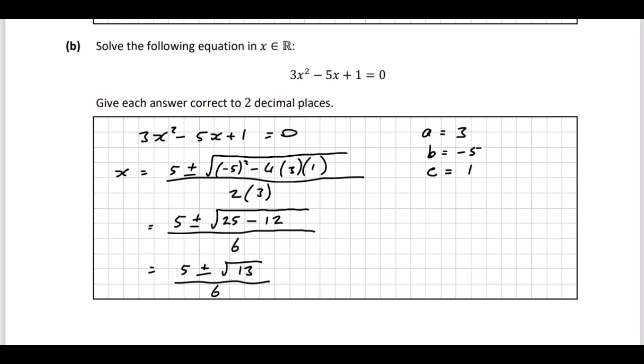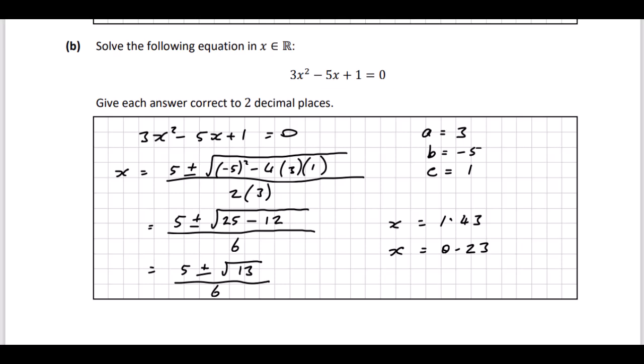So our answers are going to be then x is equal to, and x is equal to, you've got to do 5 plus the square root of 13 over 6, and you've got to do 5 minus the square root of 13 over 6, and you've got to round them to two decimal places. So in the first case, when you do plus, it's 1.43. When you do the minus one, it's 0.23. There are two answers there.